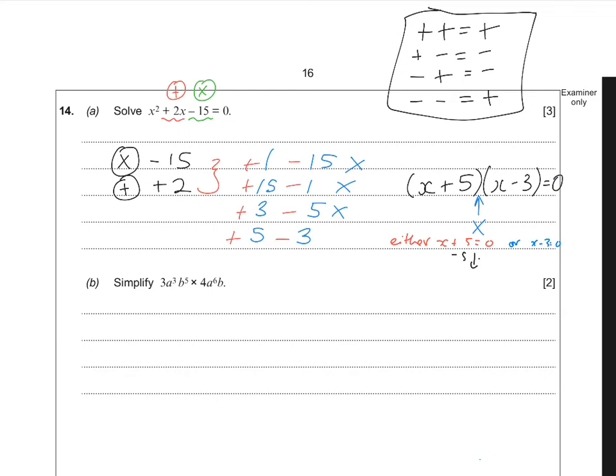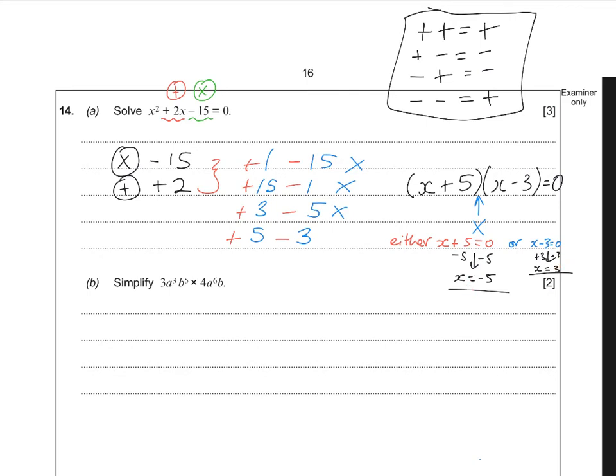Take away 5 from each side. 0 take away 5 gives me x equals minus 5. And add 3 to each side, x equals normal 3. Okay? If you can only get up to this bit here, you'd still get 2 of these 3 marks. This is only worth 1 mark, this bit here and here.